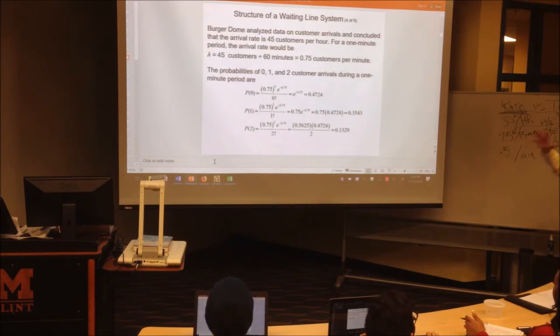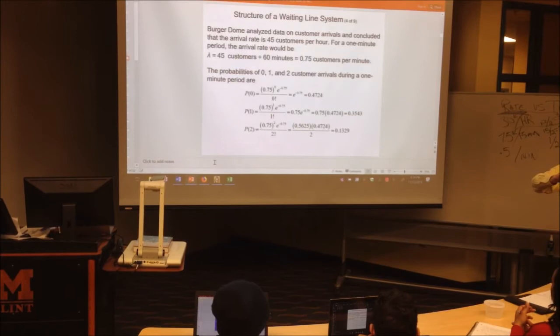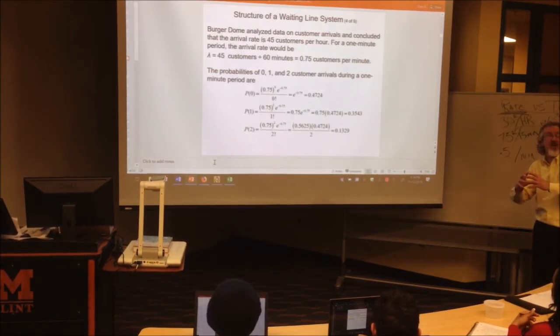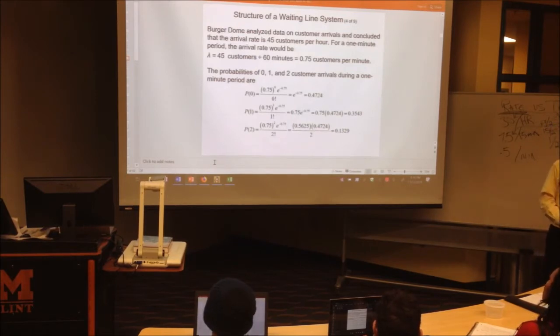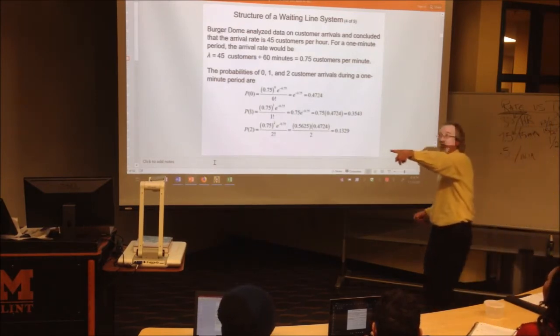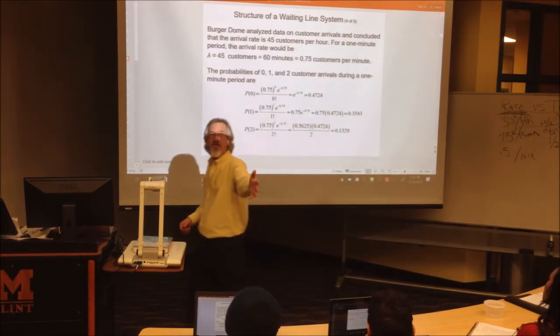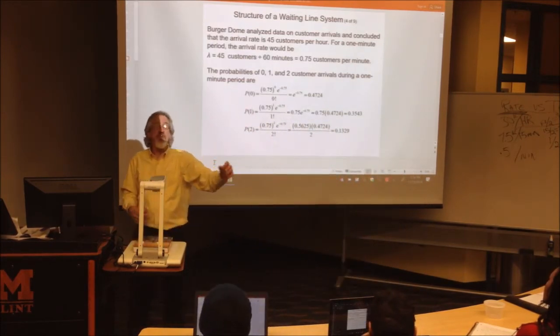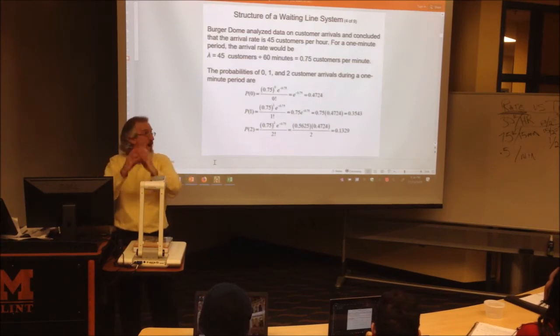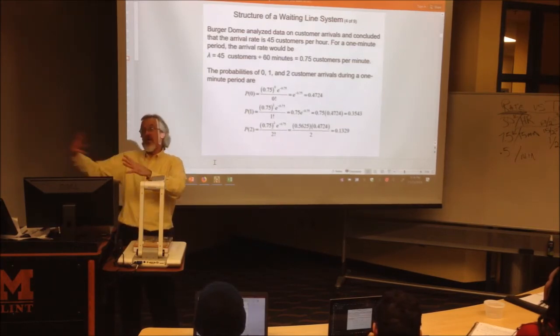If the overall question says we want to know the probability of this or that per half hour, you've been given a rate, but your rate is per hour. You've got to convert your rate to the time interval you're being asked about. So what would you switch the 45 to if you're being asked about a half hour? What is half of that? 22.5 would be the rate of arrivals.